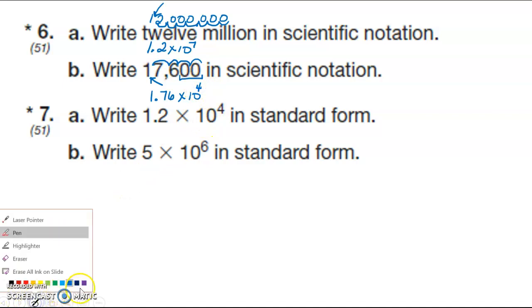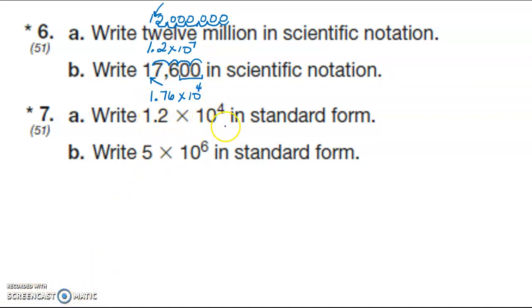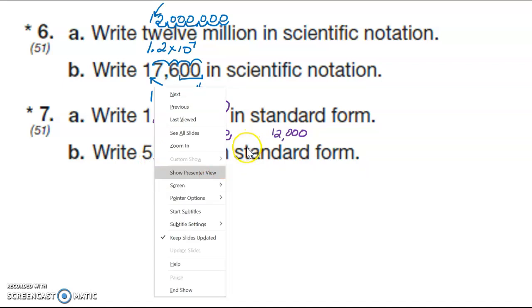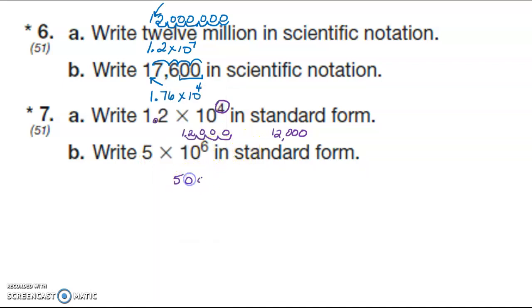Okay, let me change colors. It says write 1.2 times 10 to the 4th in standard form, and then write 5 times 10 to the 6th in standard form. So this tells me how many times I'm going to move this decimal place. So I have 1.2. I'm going to move it 1, 2, 3, 4. So I have 12,000. And then here, this tells me how many times I'm going to move. It's kind of an invisible decimal place. So I have 1, 2, 3, 4, 5, 6. And then I put my commas in afterwards.